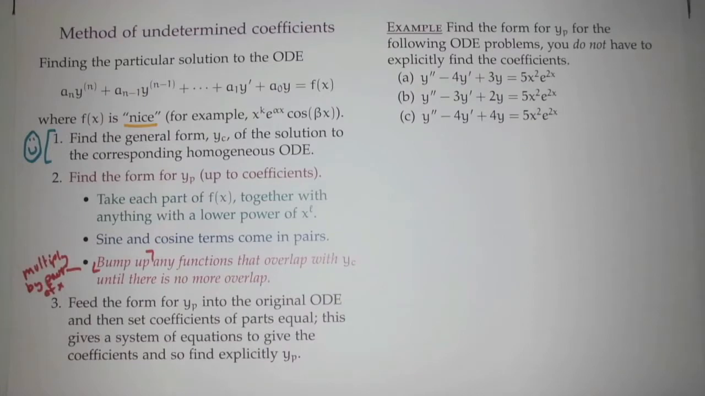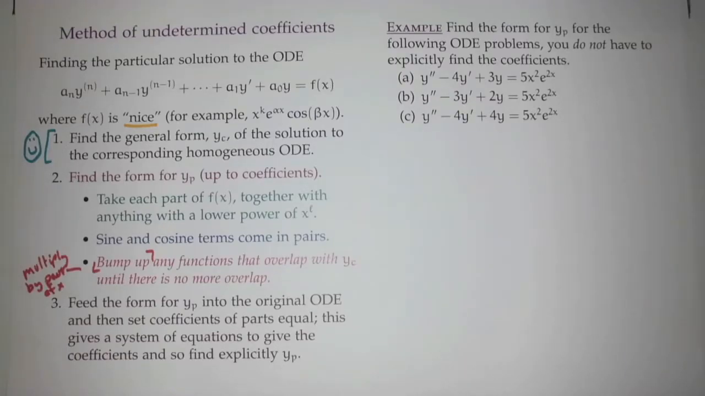We gather all our coefficients together and say the coefficients on the left have to match the coefficients on the right. This sets us up with a system of equations and lets us solve for our coefficients. Once we have our coefficients, we have our particular solution, and life is good.